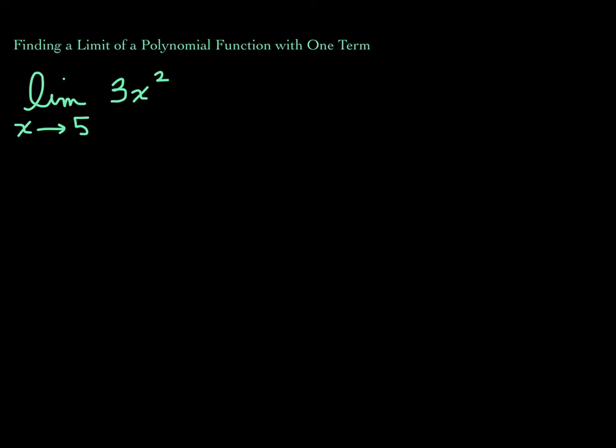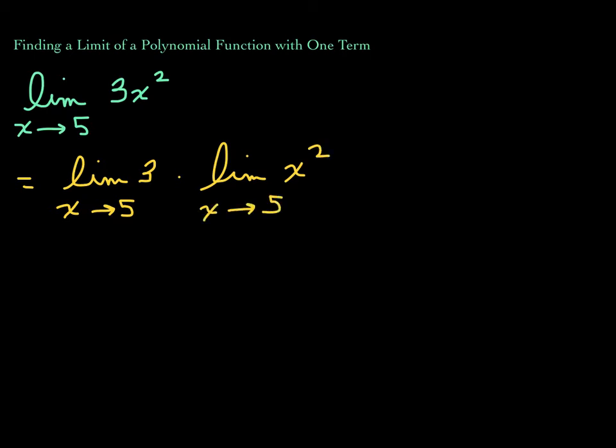Here we go. The first thing we can do is rewrite this as the limit of 3 as x approaches 5, times the limit of x squared as x approaches 5. Which rule would allow us to do that? The product rule, that's right. Now, the constant rule will tell me that the limit of 3 as x approaches 5 is 3, right? Because a constant function is always equal to that value.